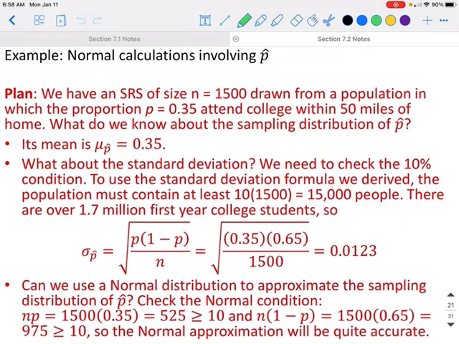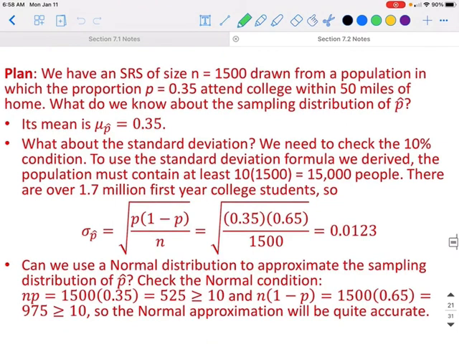And we're going to get a standard deviation of 0.0123. Now, before we can do any normal calculations, we need to check the normal condition. So we do need to do our sample size times the probability of success, which will give us 525, and our sample size times the probability of failure, which gives us 975. Since both of those values are at least 10, we can use normal approximation, and it should be quite accurate.